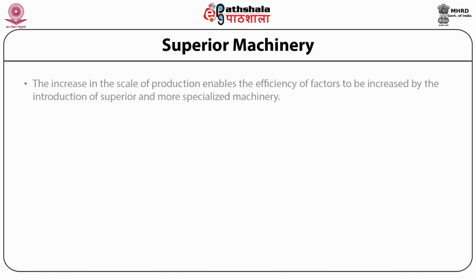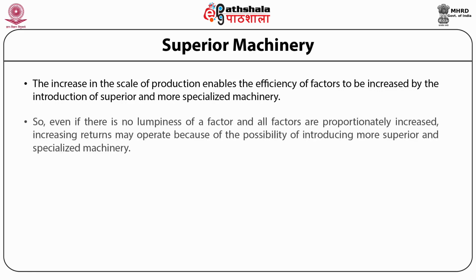Superior machinery. The increase in the scale of production enables the efficiency of factors to be increased by the introduction of superior and more specialized machinery. So even if there is no lumpiness of a factor and all factors are proportionately increased, increasing returns may operate because of the possibility of introducing more superior and specialized machinery.